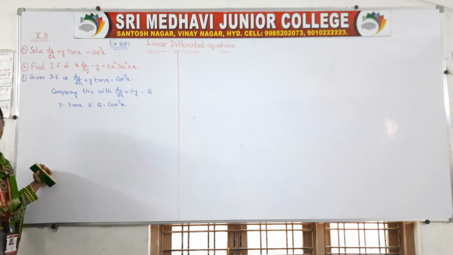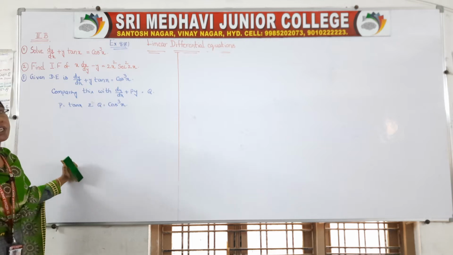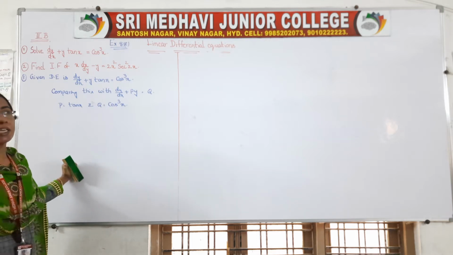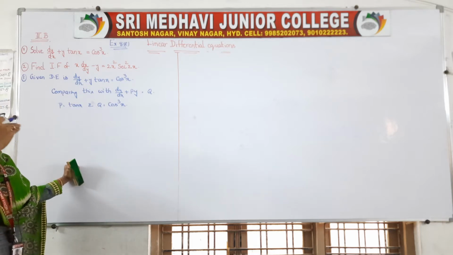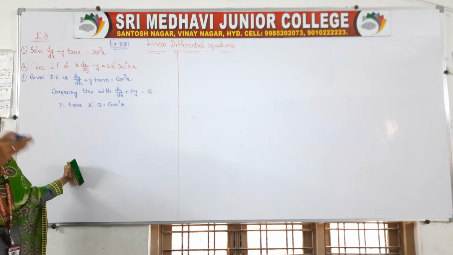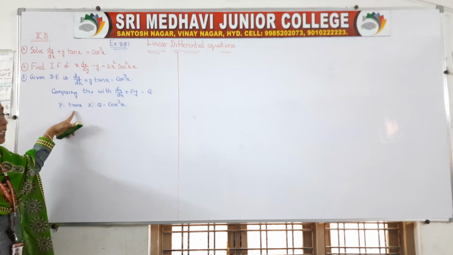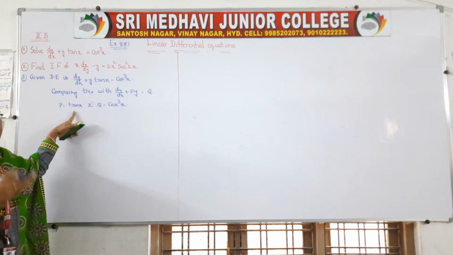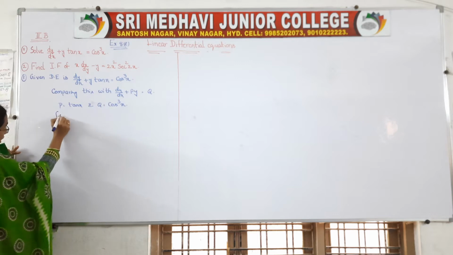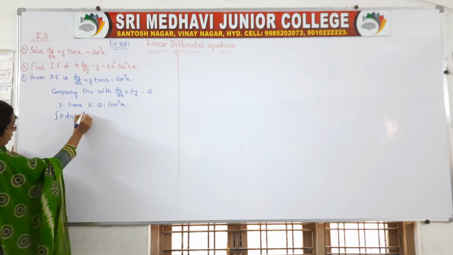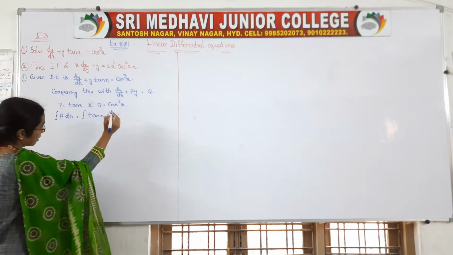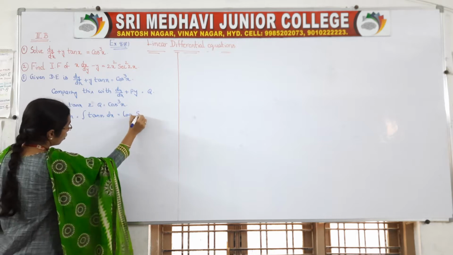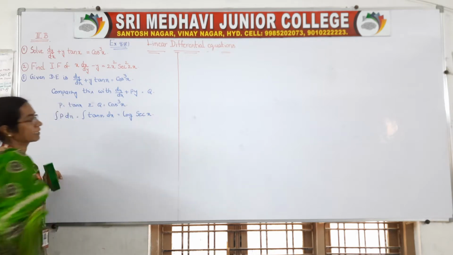Next we have to find the integrating factor. What is the formula for the integrating factor? It is e to the power of integral p dy, right? It depends on whether it is an x term, p dx, or a y term, p dy. In the previous problem it was integral p dy. Now your p term is an x term, so integral p dx. So integral p dx is equal to integral tan x dx is equal to log of secant x.